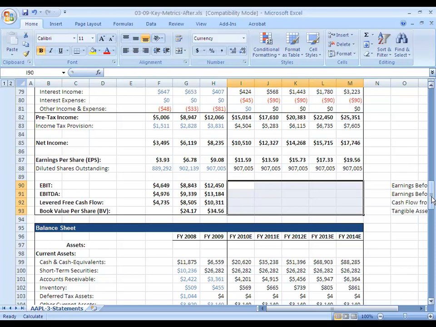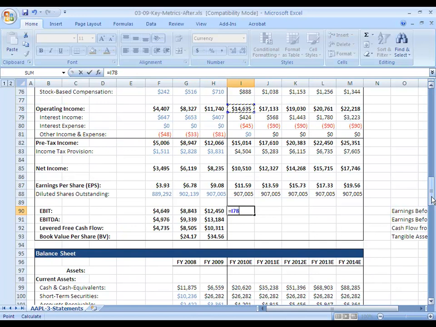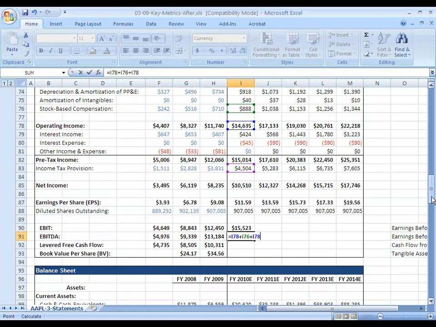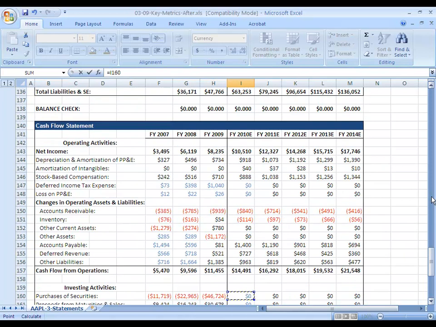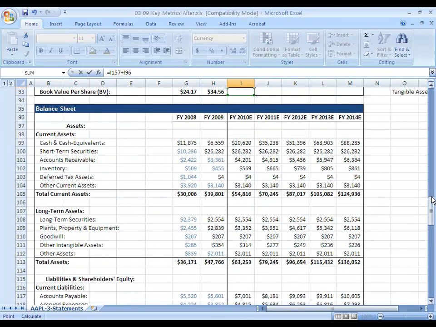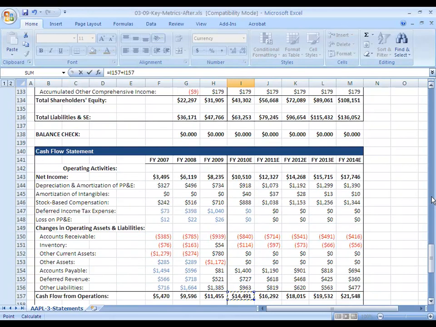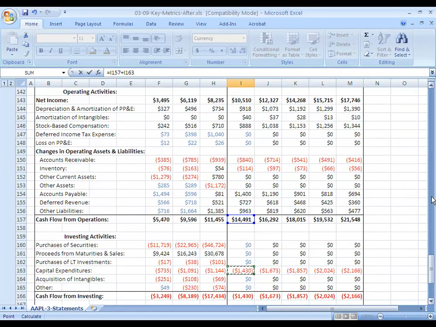Okay, good. So let's go through this exercise. I'm going to review and show you exactly how to calculate these numbers. So for EBIT, we just take operating income and we add stock-based compensation. For EBITDA, we take operating income, we add stock-based compensation, amortization of intangibles, and depreciation of PP&E. For levered free cash flow, remember that we go down to the cash flow statement, we take our cash flow from operations, and then we subtract effectively our capital expenditures. We're actually adding it here, but the sign is already negative, so we're subtracting it.